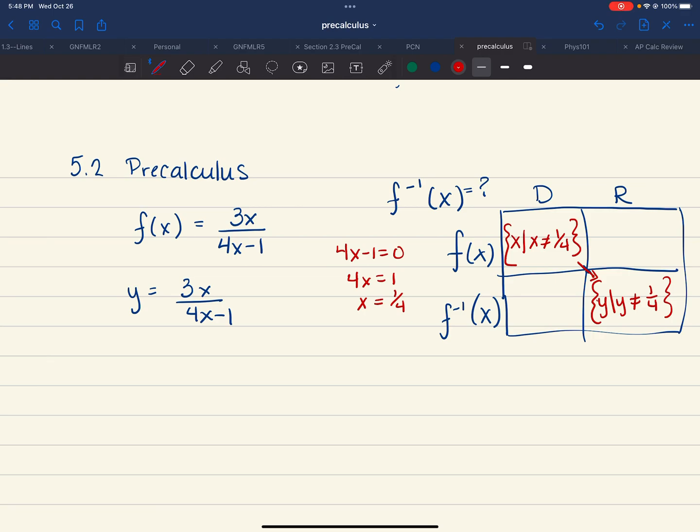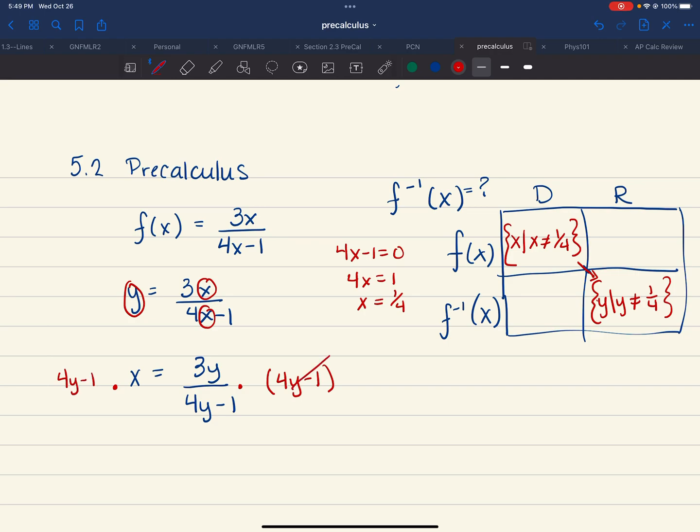Okay, so the next thing I'm going to do is take my y's and swap them to x's, and I'm going to take my x's and swap them to y's. So this will be x equals 3y divided by 4y minus 1. In order to get rid of that 4y minus 1 in the bottom, I'm going to multiply both sides by 4y minus 1.